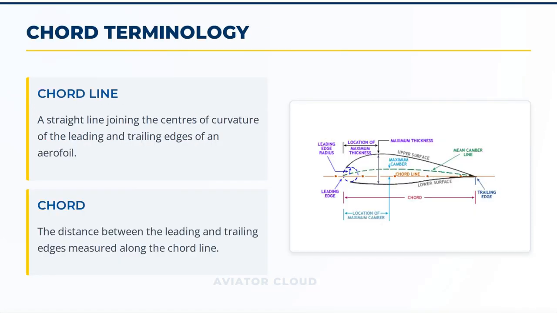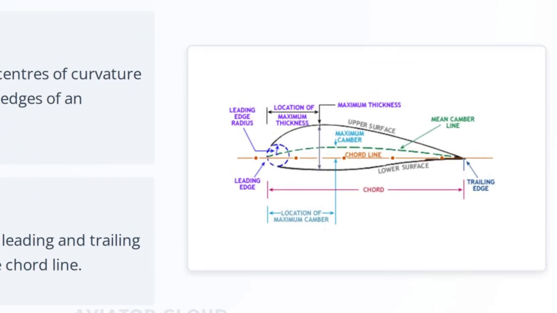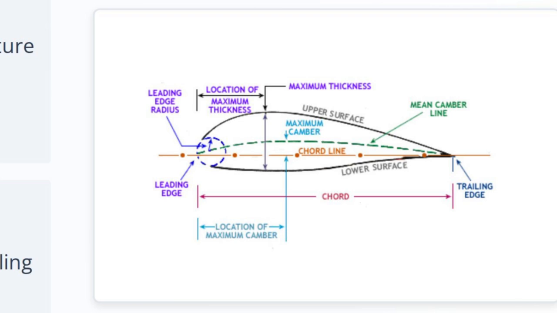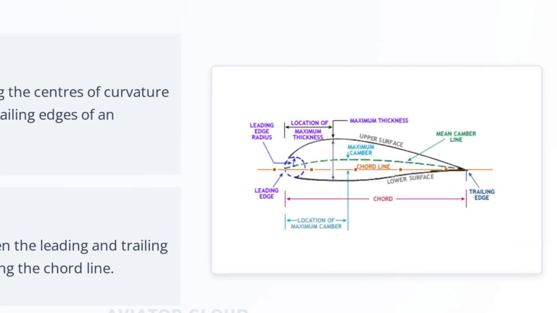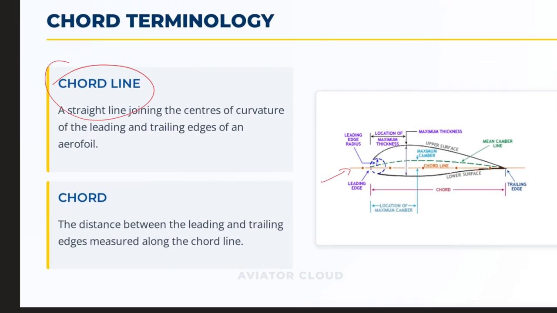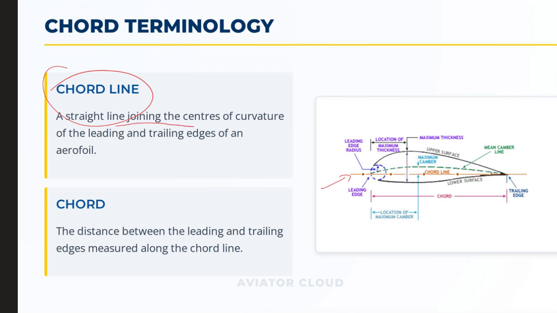Now we will understand there are a lot of things in an aerofoil. So first is a chord line. What is a chord line? A chord line is a straight line. See this yellow line. The chord line is a straight line joining the centers of curvature of the leading and trailing edges of an aerofoil.